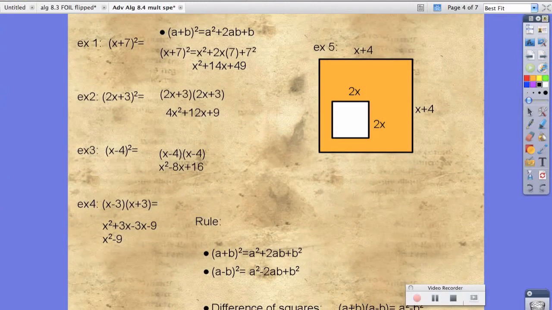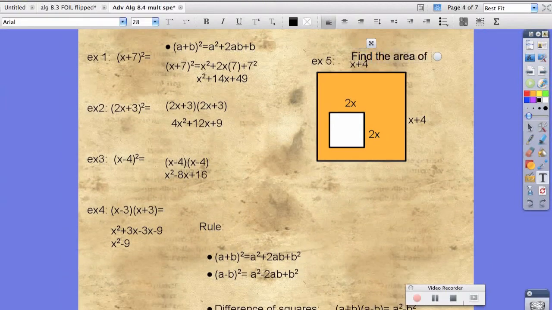Example 5, it's the same kind of idea, but in this case, I'm asking you to find the area of the shaded region. So this should be fairly easy. All we're doing here is we're finding the area of the entire square, which in this case is x plus 4 quantity squared. That's the area of the entire square.